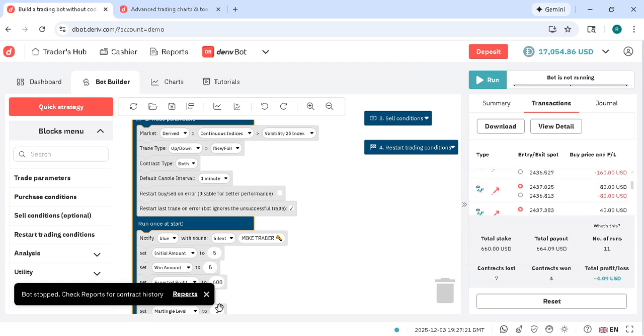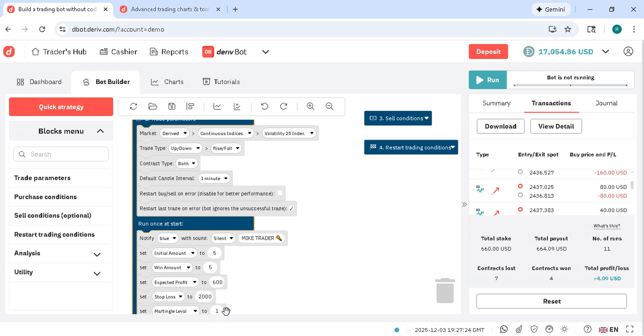Of course, I'm assuming the martingale is 1. That means after every loss, the stake is doubled. So even if you encounter, like, these ones, how many losses are these?